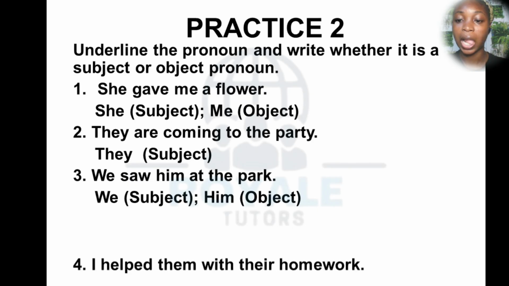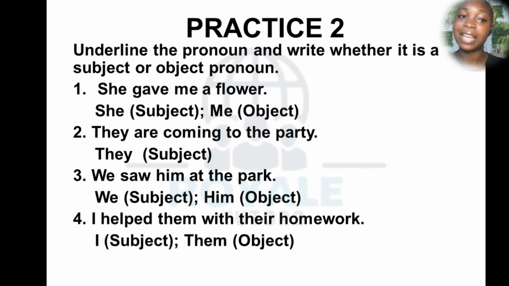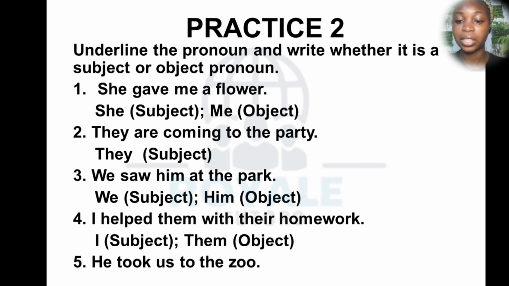All right? And then the next one, I helped them with their homework. So let's see. I and them are the pronouns. And I is the subject's pronoun while them is the object's pronoun. Then this is the last one. He took us to the zoo. So we have he and us as the pronouns. While he is the subject, us is the object. So that's the correction.